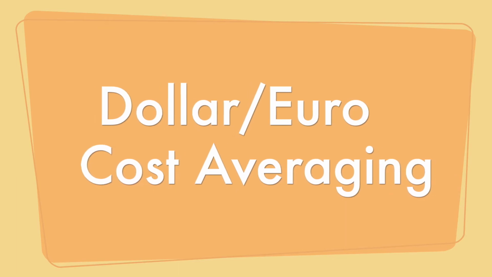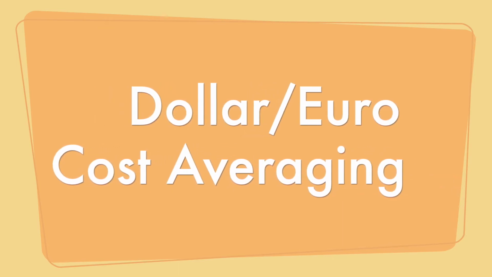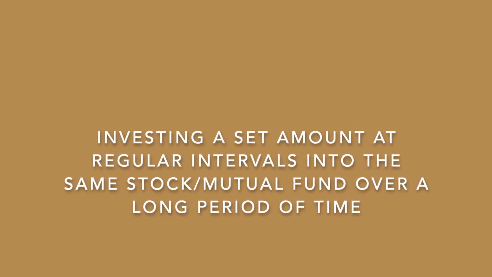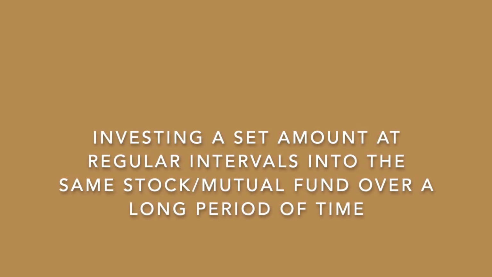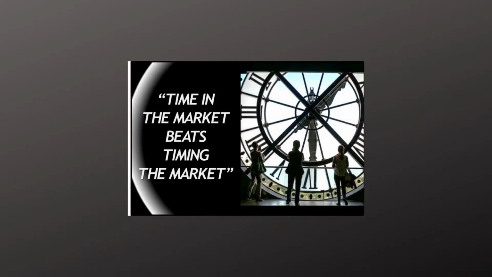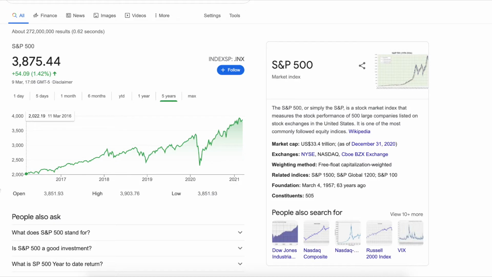Well, yes, there is, and it's called dollar or euro cost averaging. Dollar cost averaging can be simply defined as investing a set amount at regular intervals into the same stock or mutual fund over an extended period of time. As we discussed earlier, even the most experienced analysts can't pinpoint exactly when the cheapest price in the market arises. So the age-old cliche of time in the market beats timing the market always rings true. Let's look at the S&P 500 over the last 5 years to give an idea of dollar cost averaging versus lump sum investing.